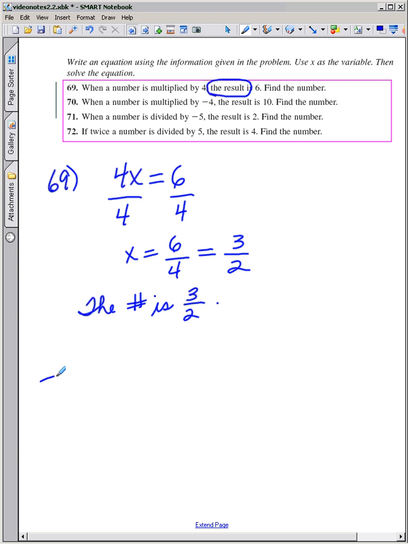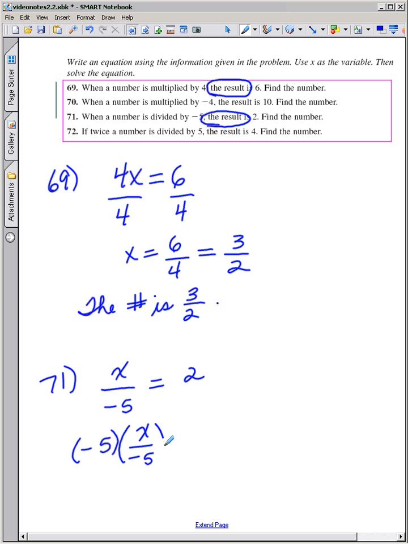Okay. What about number 71? When a number is divided by negative 5, the result is 2. So what will get rid of division by negative 5? Yeah, that is multiplication by negative 5. So if I multiply both sides by negative 5, we will get just simply x is equal to negative 10. So the number is negative 10.